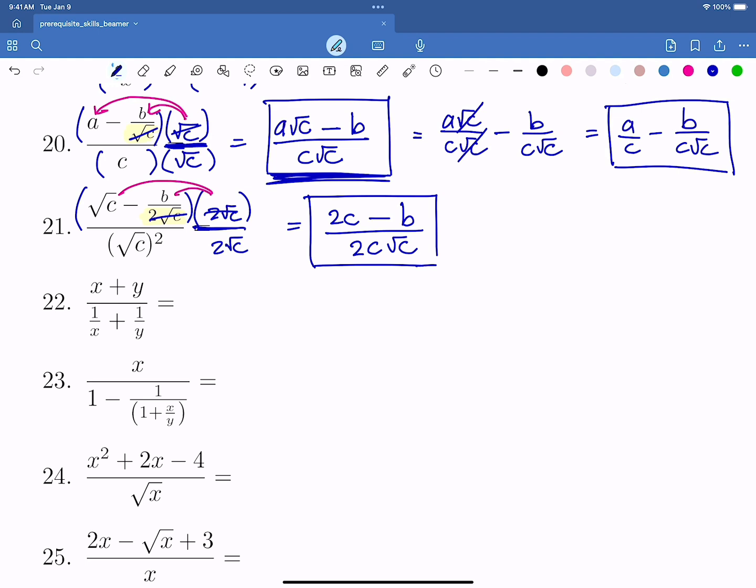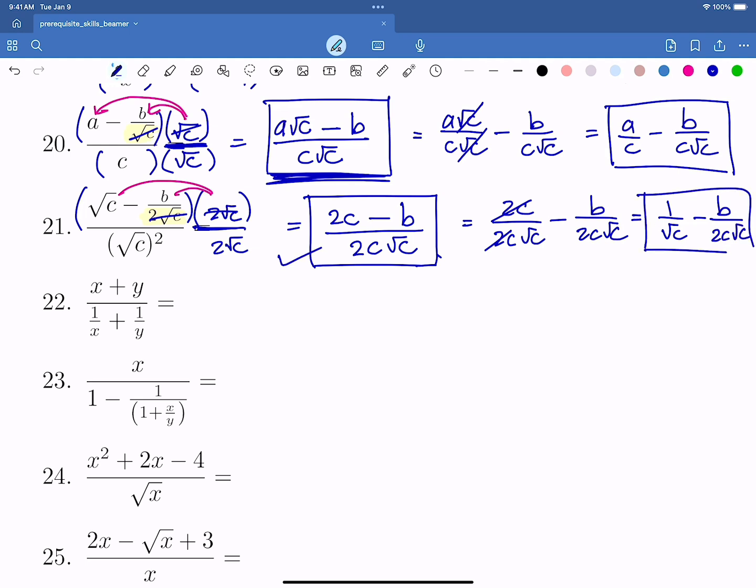If I wanted to split this into two fractions, I could unadd the fractions: 2c over 2c root c minus b over 2c root c. I could do that and cancel out this common factor, but again, that doesn't really look any more simple to me. So they're both correct, but I would probably just stop here at the first box.